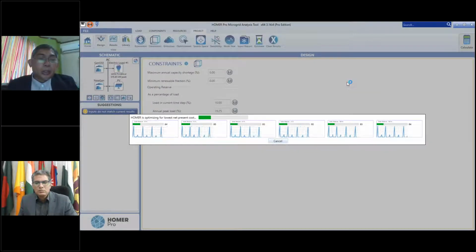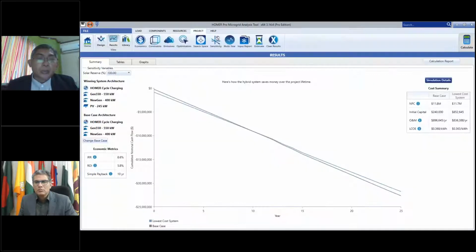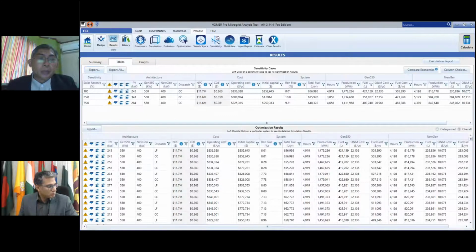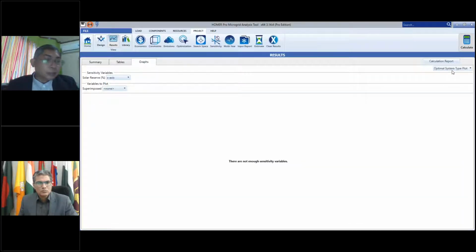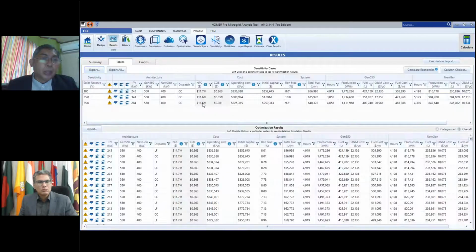So we can simulate, and with the sensitivities that we have, HOMER will look into what will be the configuration of the system if we have these three levels of reserve requirement. We can use the graph, okay. It's not showing yet because we only have one parameter. So here we just go into this table.